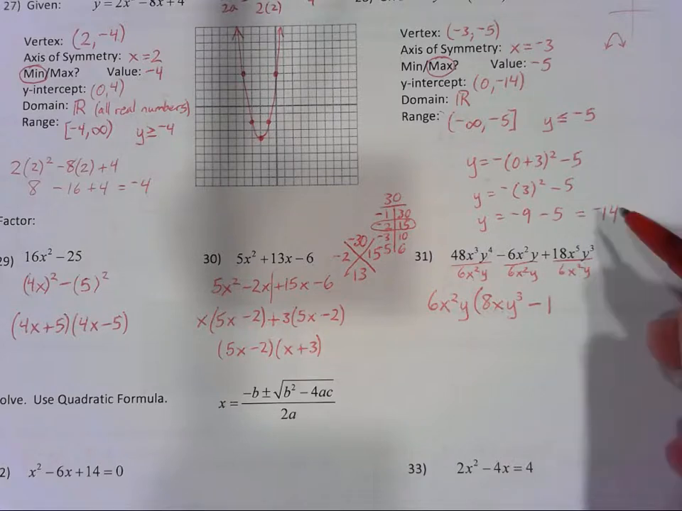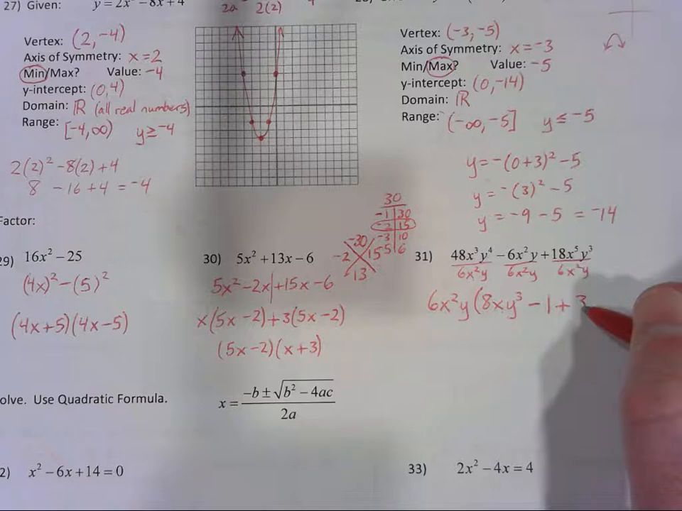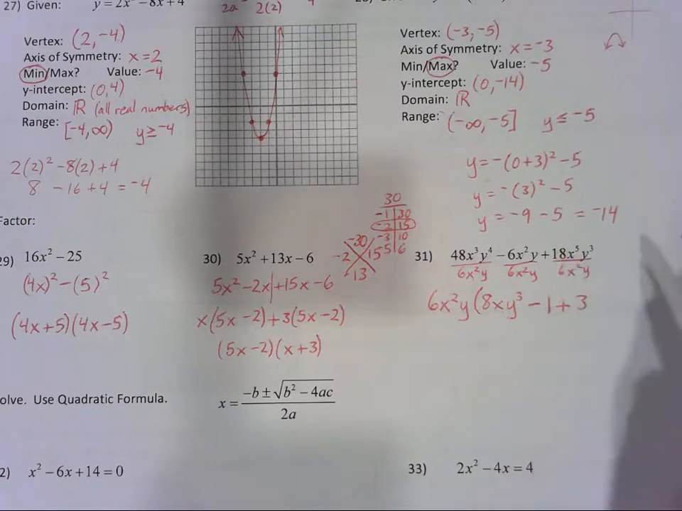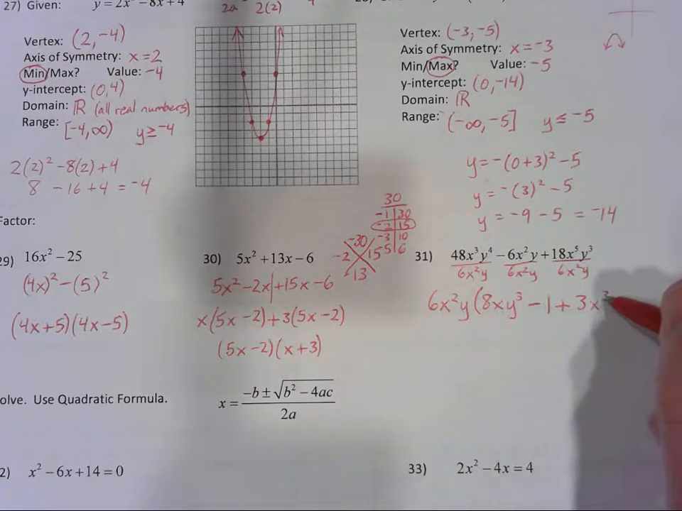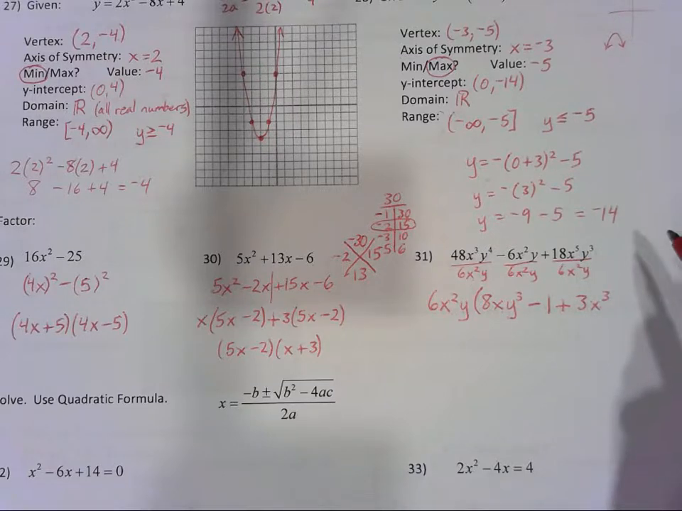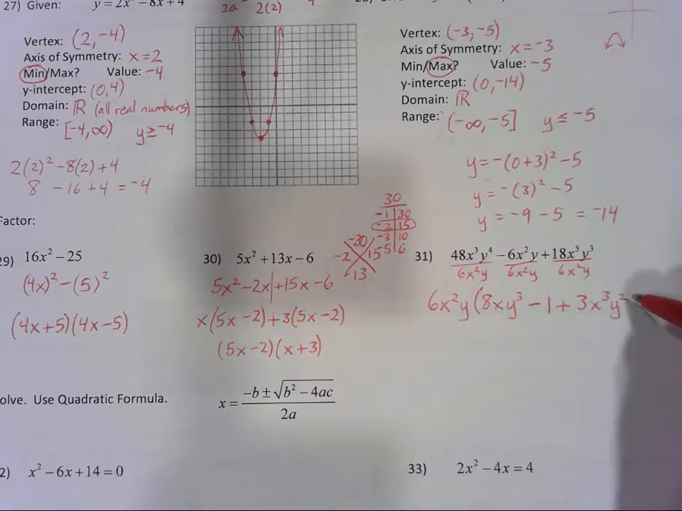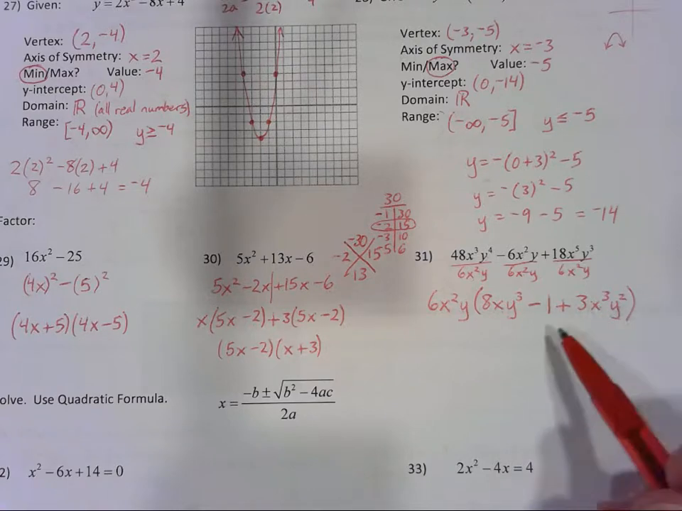And the third term, 18 divided by 6 is 3. 6 times 3 is 18. X to the fifth divided by x squared is x to the third. Subtract the exponents. X squared times x to the third is x to the fifth. Y to the third divided by y is y squared. Y times y squared is y to the third. And when I see what's left, nothing in there looks factorable. And so this is factored form.